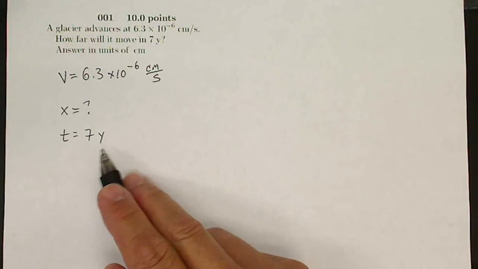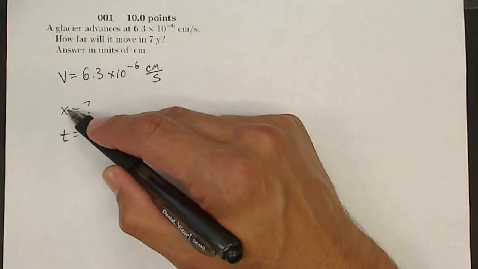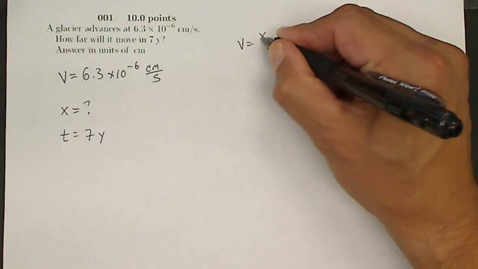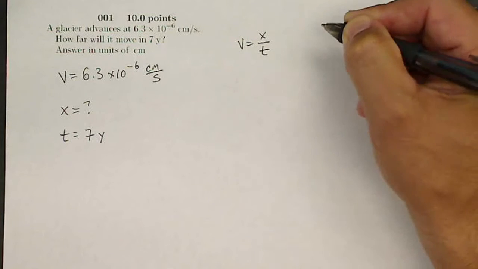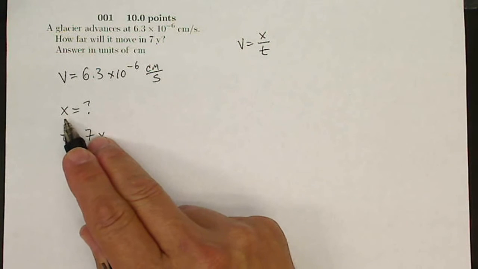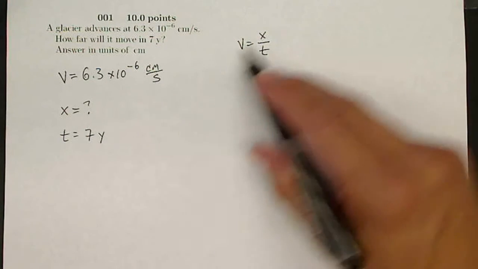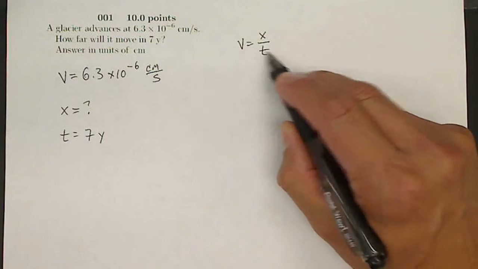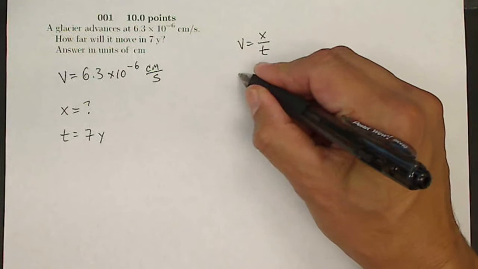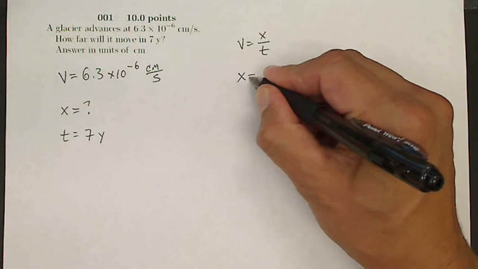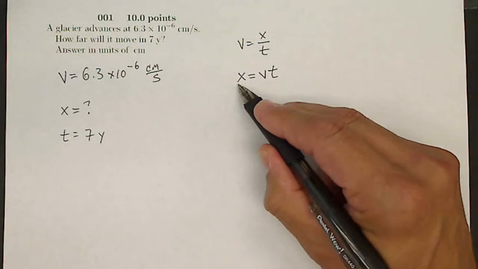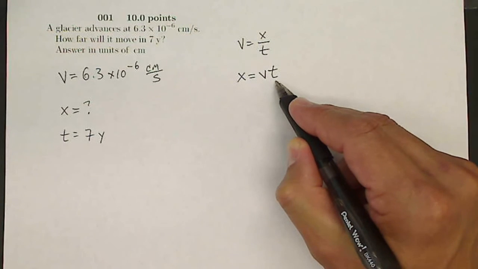Now, do I have a relationship between velocity and displacement and time? Well, yes, I do. I know that my velocity equals my displacement divided by my time. I want to solve for position or displacement here, so I need to get displacement all by itself. The way to do that is to multiply both sides by time. So I wind up rearranging that equation to get my displacement equals my velocity times time, or my distance equals my speed times my time.